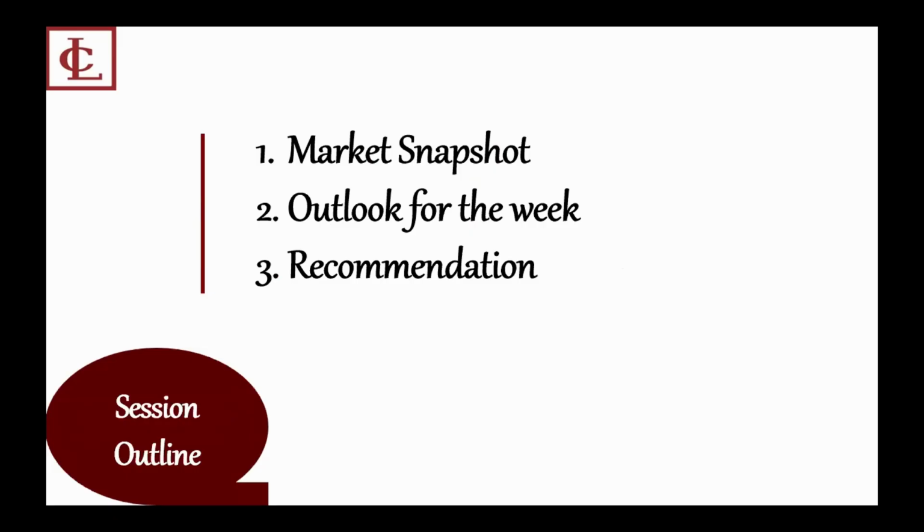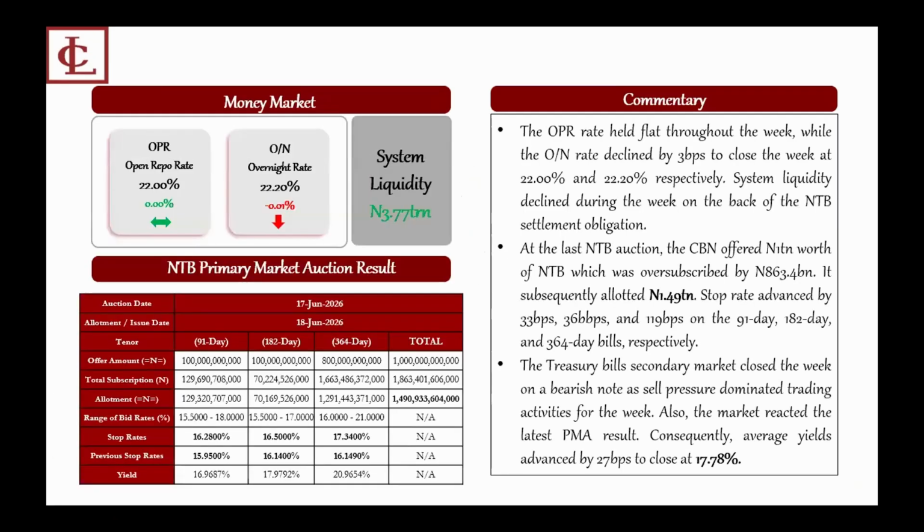So looking at the money market and treasury bills activities for last week, money market rates remained broadly stable throughout the week, reflecting relatively balanced liquidity conditions within the system. The open repo rate held steady, while the overnight rate declined marginally by 3 basis points to close at 22% and 22.20% respectively.